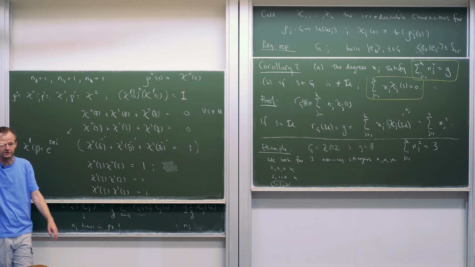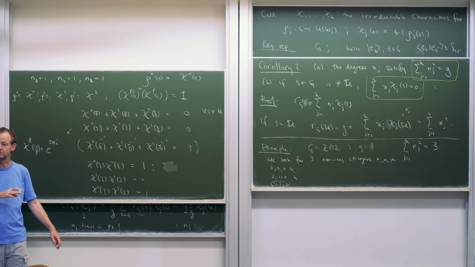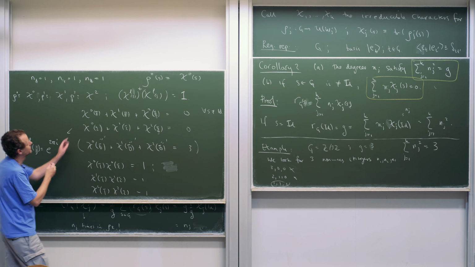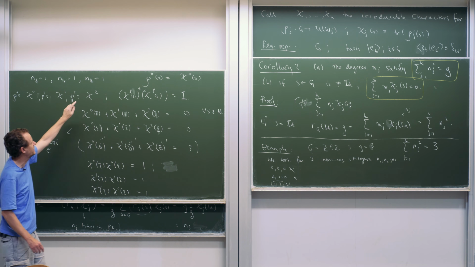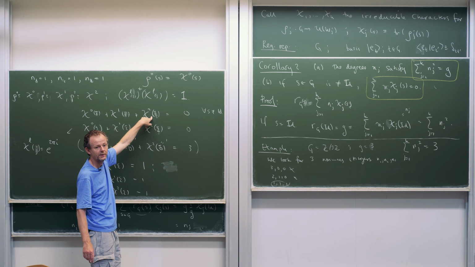We know it's on the unit circle. Each one of these things is on the unit circle. That comes from this equation here. So we're trying to find 3 points on the unit circle which add up to 0.